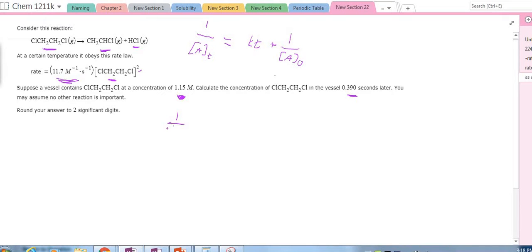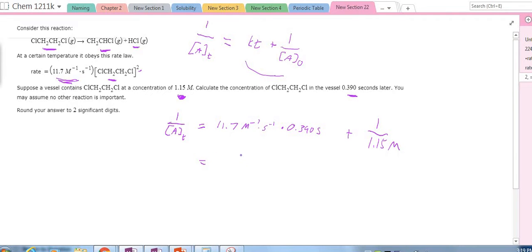So I have 1 over the concentration of A at the given time point is going to equal k times t, following this up here, which is 11.7 molar inverse times second inverse times the time, which is 0.390 seconds, plus 1 over the original concentration, which is 1.15 molar. Okay, so now it's just a matter of doing a little bit of math.